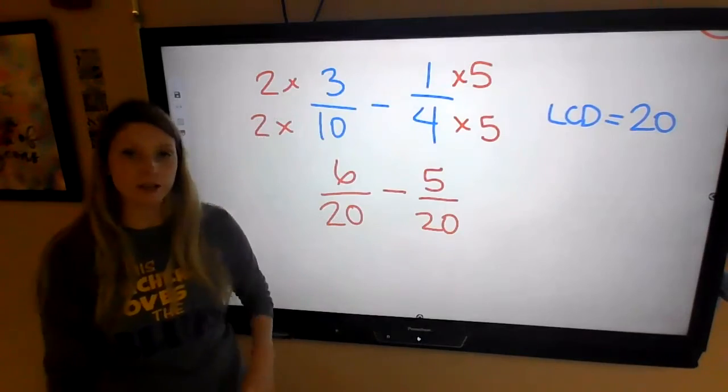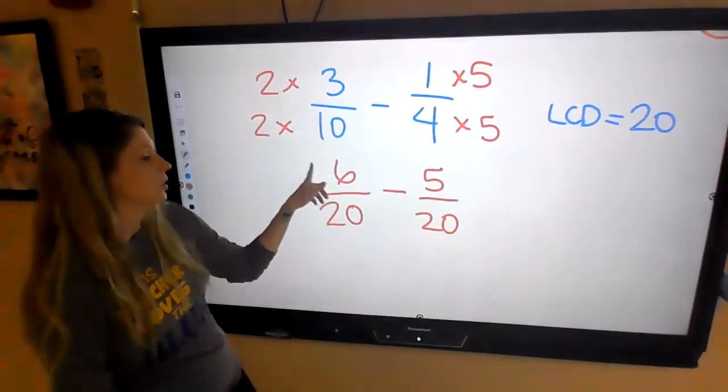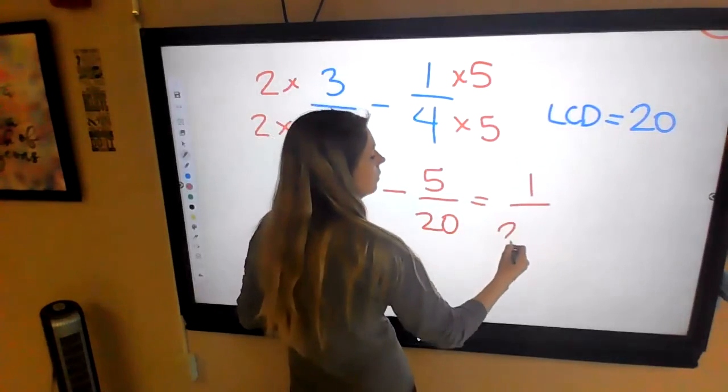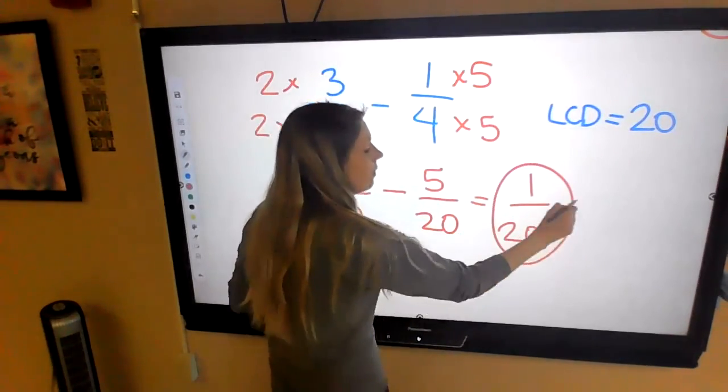Now that our denominators are the same, we can subtract our numerators. So we have 6 minus 5, which is 1 over 20, and that is our answer.